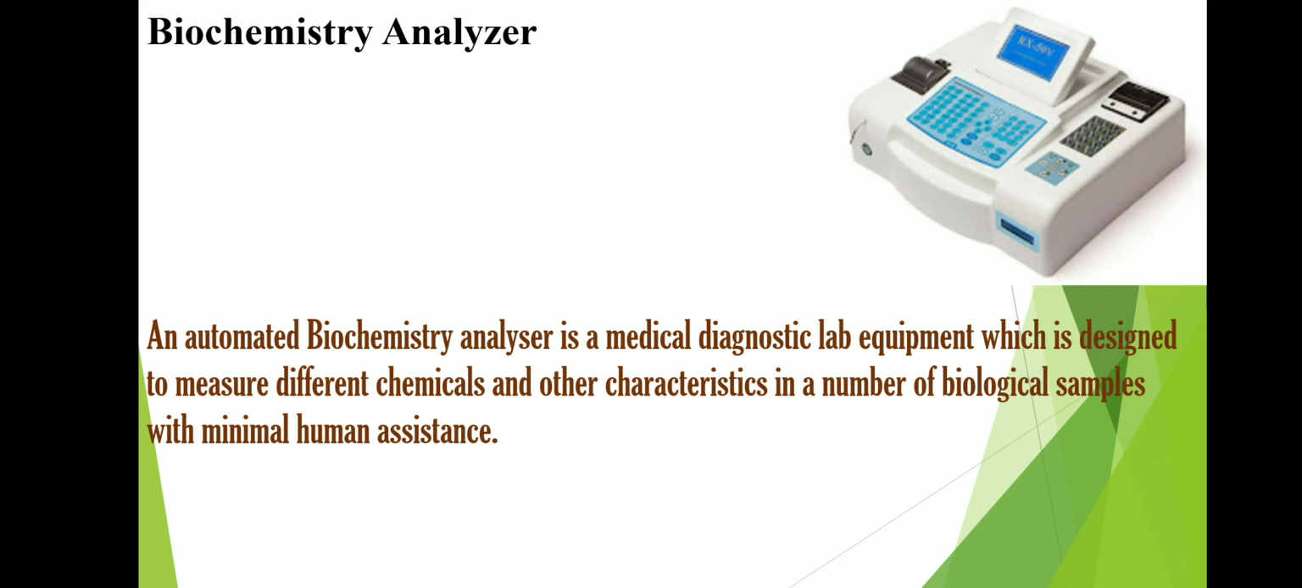So next is the biochemistry analyzer. An automatic biochemistry analyzer is medical diagnostic lab equipment designed to measure different chemicals and other characteristics in a number of biological samples with minimal human assistance. This analyzer is used to measure the values of various types of biomolecules present in the samples.